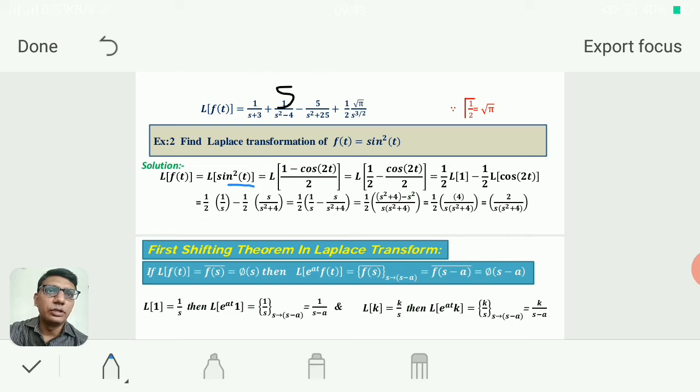So Laplace of (1 minus cos 2t) upon 2. Now we separate the terms, then we get Laplace of 1 by 2 minus Laplace of cos 2t by 2. Now 1 by 2 comes outside, then 1 by 2 into Laplace of 1 minus 1 by 2 into Laplace of cos 2t. We know the Laplace of cos and the Laplace of 1, so we apply them in the example. So 1 by 2 into Laplace of 1 is 1 by s, so it will be 1 by 2 into 1 by s, and minus Laplace of cos 2t is s upon s square plus 4, so finally it will be 1 by 2 into s upon s square plus 4.